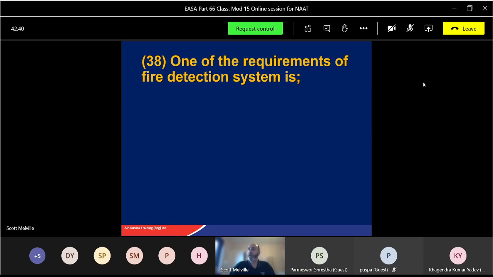38. One of the requirements of the fire detection system is, could be lots of things, but the basic ones. Fire what? Just what's the fire detection system?